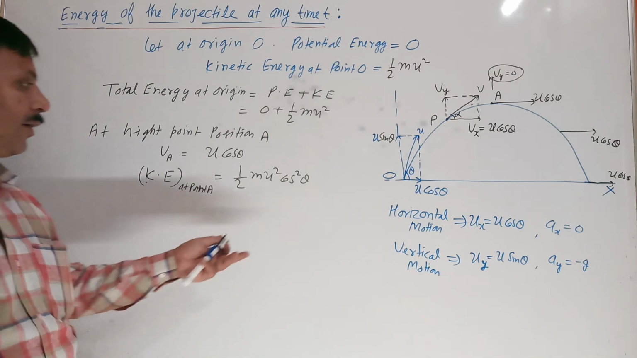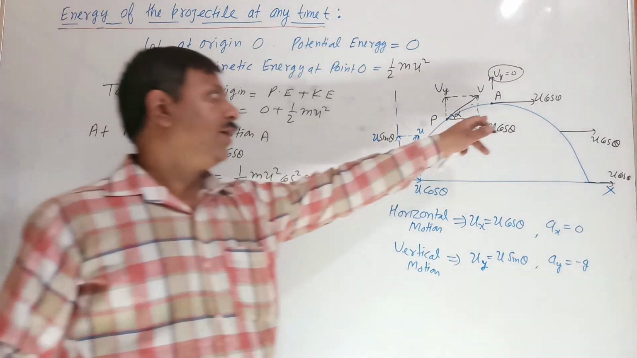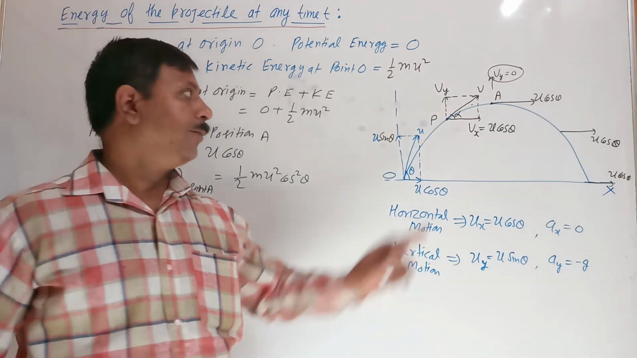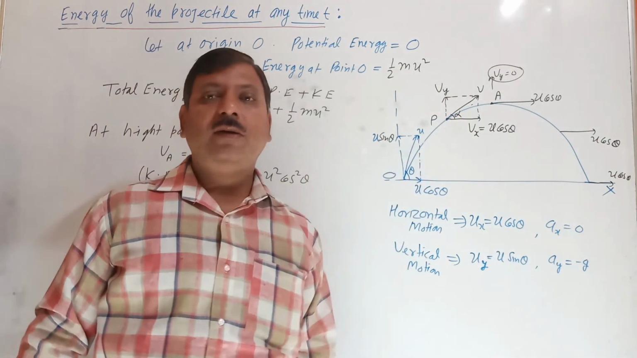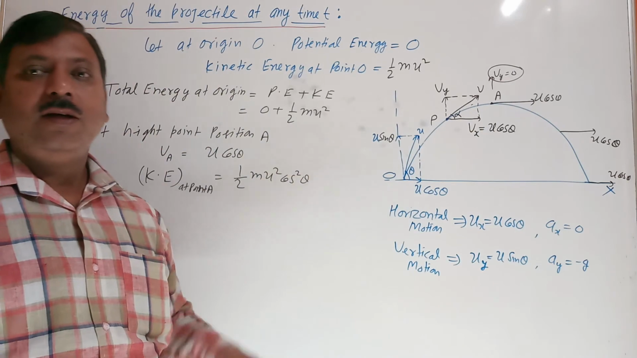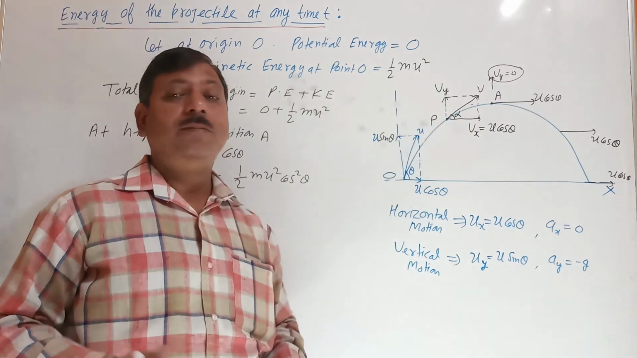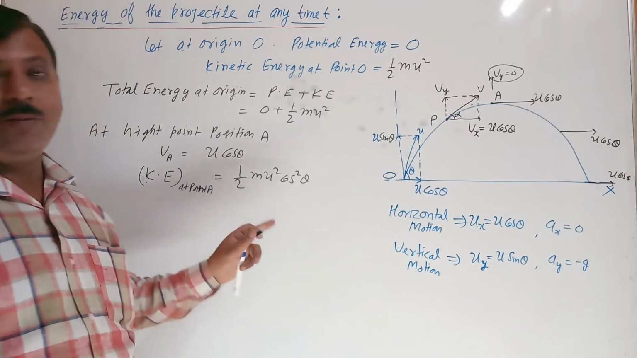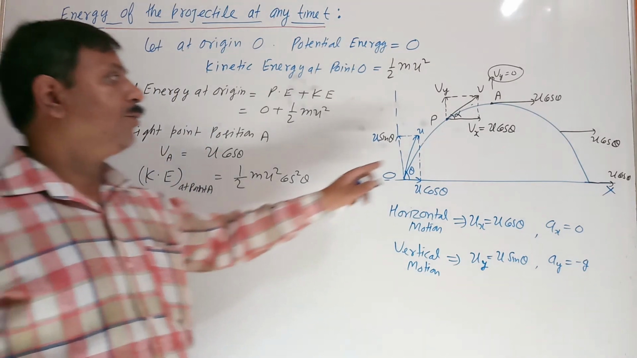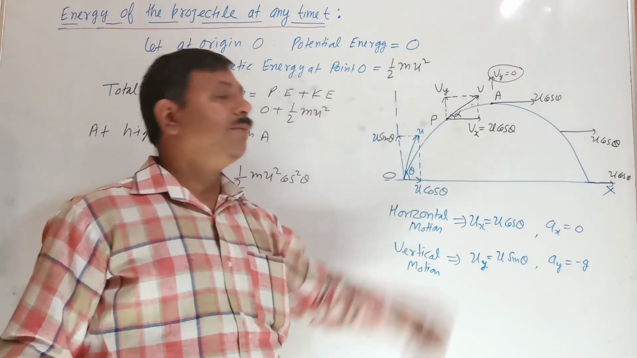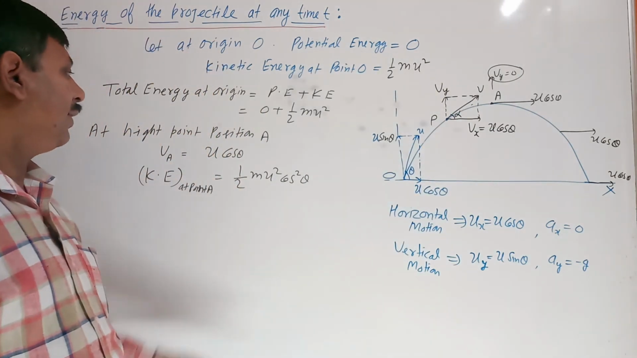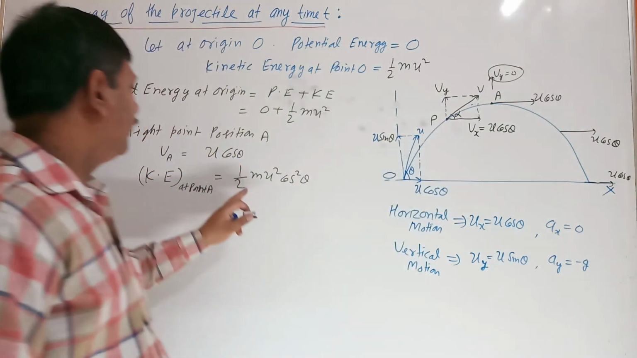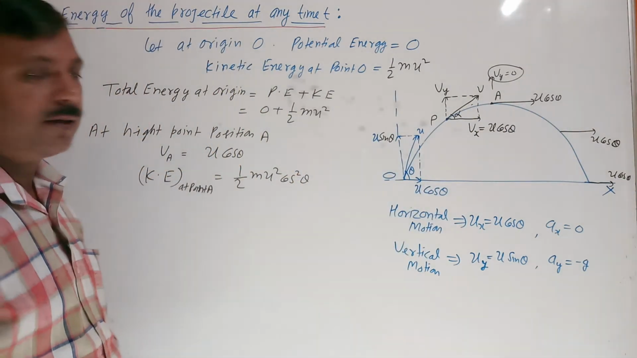Here some students are confused. They think that at the highest point velocity will be 0. No, at the highest point velocity will be u cos theta. Some students have confusion that at the highest point velocity will be 0 and kinetic energy will be 0. That does not happen. In projectile motion, at the highest point you can say the minimum kinetic energy will be half m u square cos square theta.